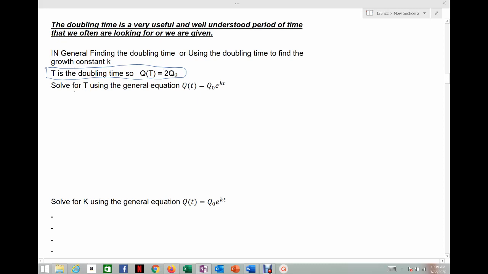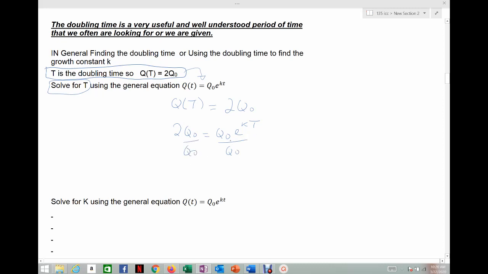So I'm going to solve for that capital T, and so I'm going to plug this information in. When I plug in my doubling time, capital T, I should have twice what I started with. So I'm going to set my equation equal to 2 times my initial value: Q naught e raised to the k times my doubling time, capital T. And now I'm going to solve for T. First step is always isolate the e term, so divide by my initial amount.